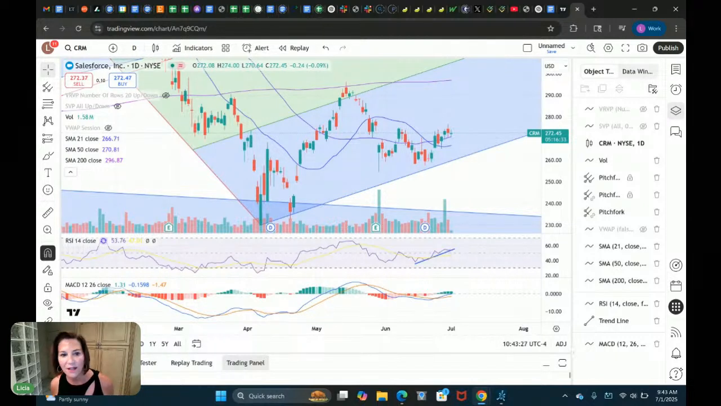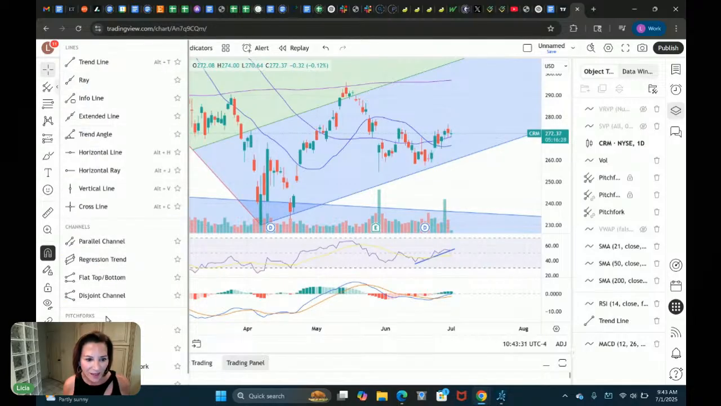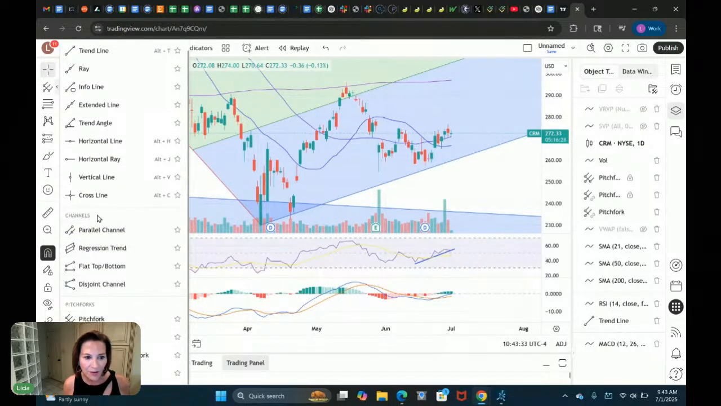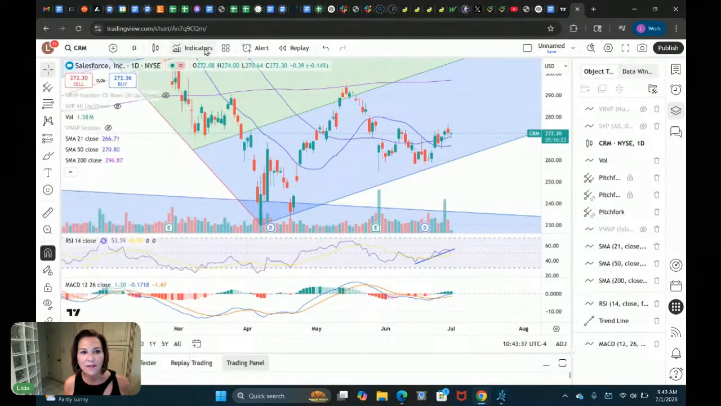They do generate auto pitchforks. I've tried it. I didn't really like it. I like to do my own though. I think it's over here. I didn't like it. You can try it.